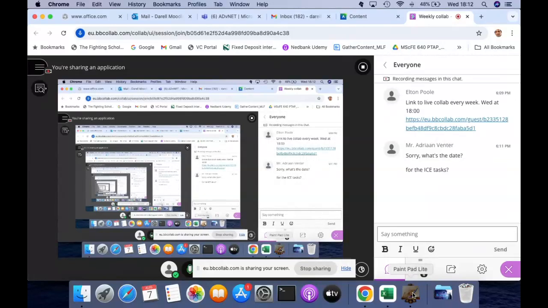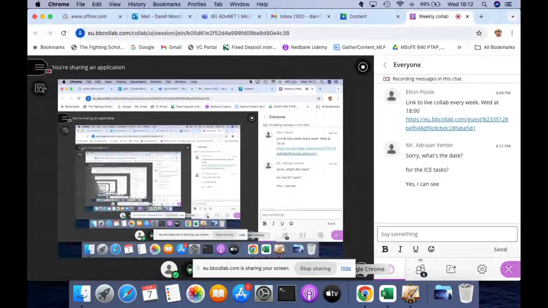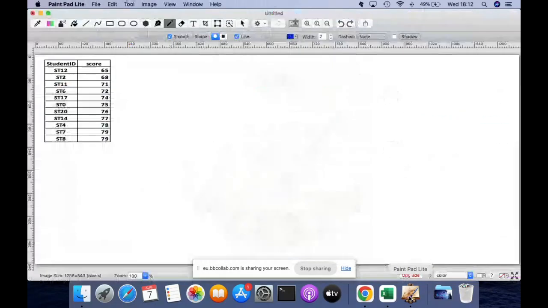Right, so I'm going to share my whiteboard. Just let me know once you can see the whiteboard. I've got a table here with 2 columns, student ID and score. If you can give me a heads up that you can see it, then I'll continue. All right, fantastic. Thank you.